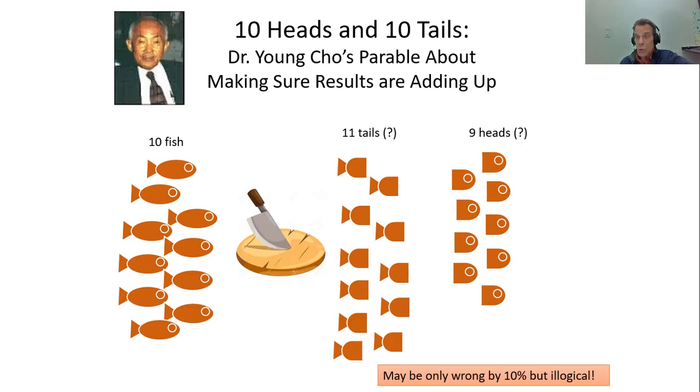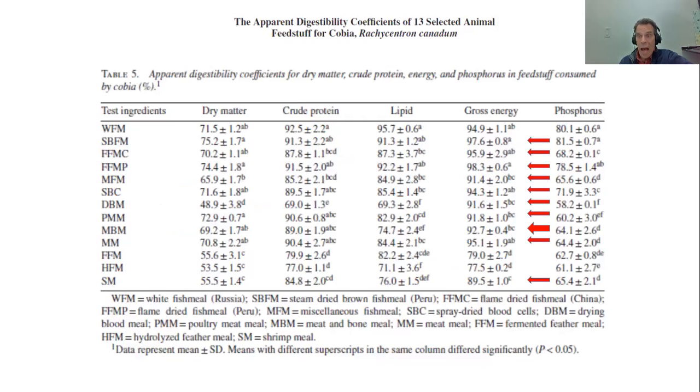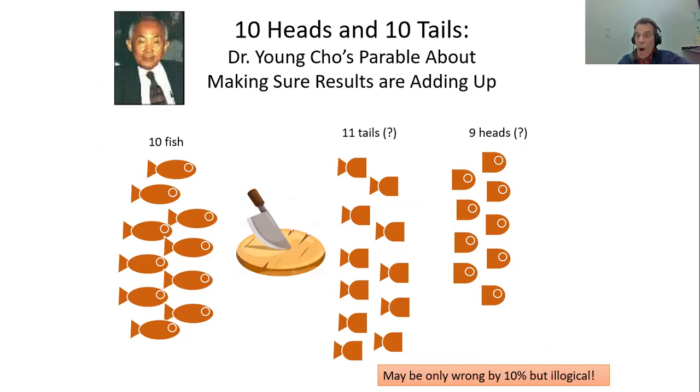It's illogical. You got 10 fish, you cut the fish in half, you should have 10 tails and 10 heads. But in the end, you end up with 11 tails and 9 heads. There's a small error, but it's illogical. This is how he taught me to look at results. So we look at the digestibility results from this. There are actually 11 tails and 9 heads in this, because the results don't add up. The difference is not huge, but it is illogical, and in the end can be quite significant from a feed formulation perspective. So you have to develop this know-how to review information critically and not believe information at face value.